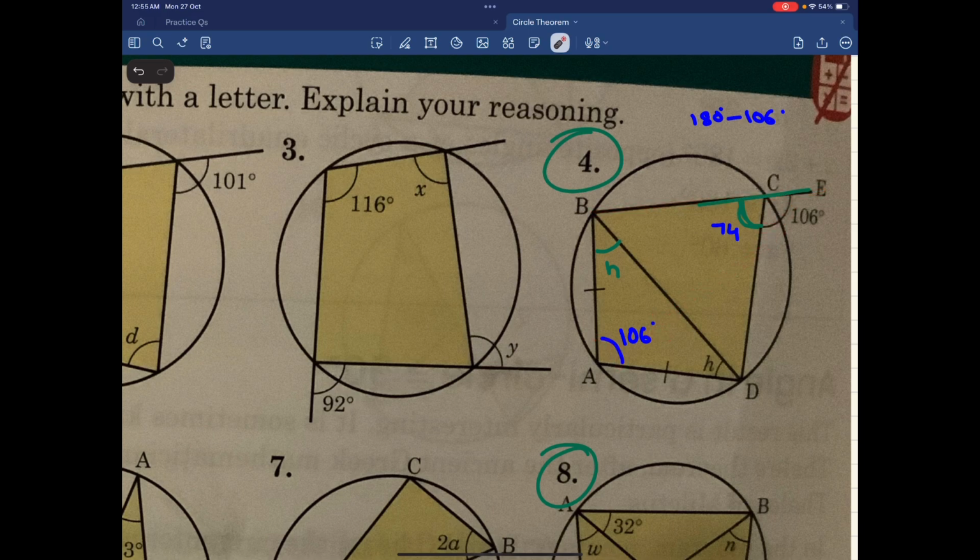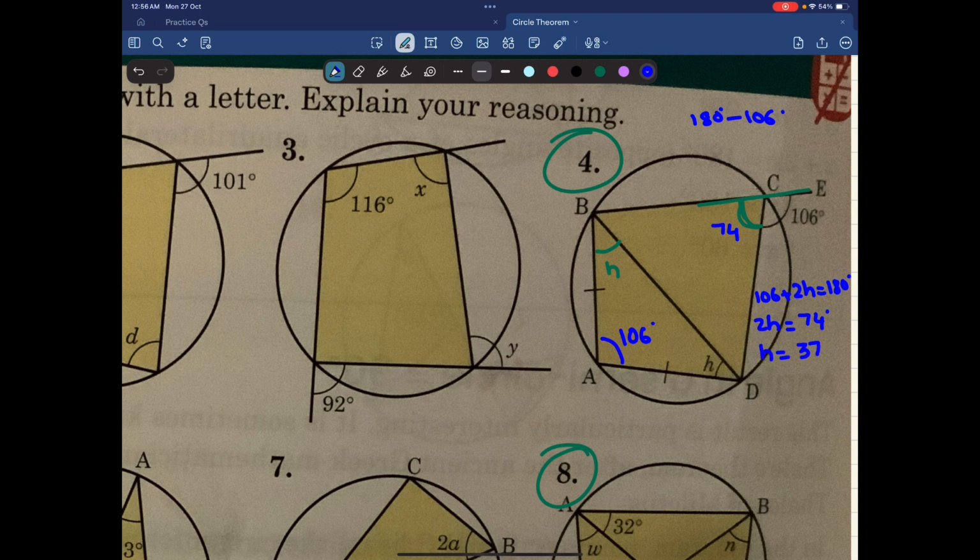Now since this is 106 and we know that this is an isosceles triangle, we know that 106 plus 2h should be 180 degrees. So 2h is going to be 180 minus 106, which gives you 74. So h is going to be 37 degrees.